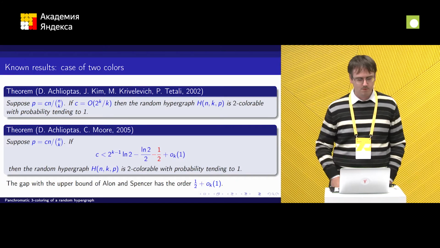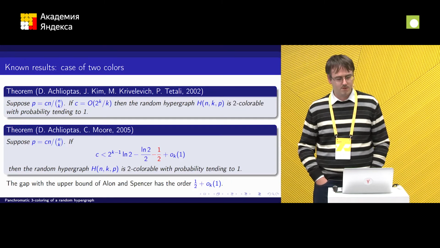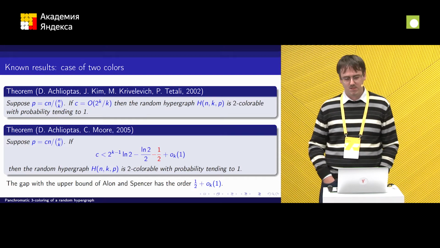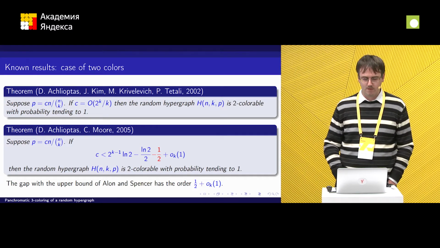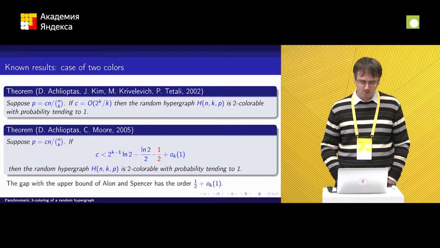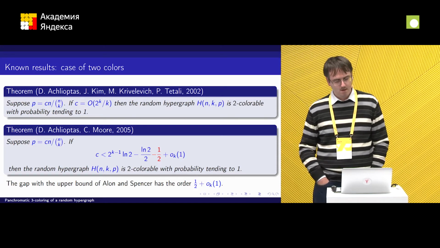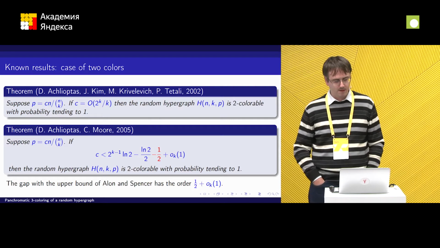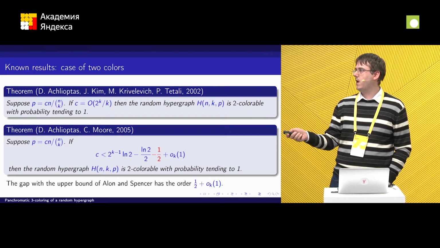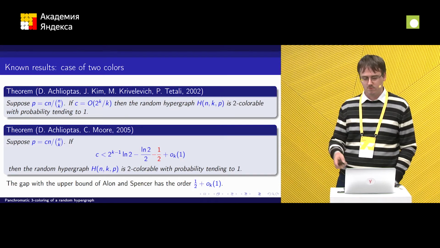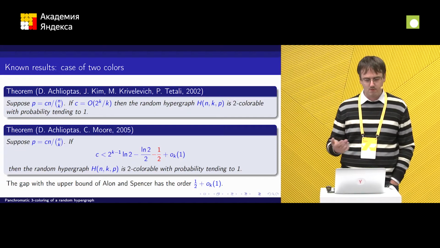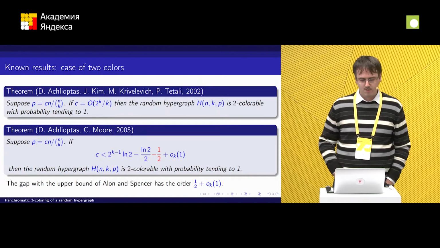Few works were devoted to removing this gap. The first result was obtained by Achlioptas, Kim, Krivelevich and Tetali in 2002. They proved that this lower bound can be improved to 2 to the power k over k. And finally, Achlioptas and Moore in 2005, using the second moment method, which we will discuss a little bit later, improved the lower bound up to the following expression. So we have almost the same: 2 to the power k times log 2 minus log 2 over 2, minus 1 over 2 plus something tending to 0. So the gap is very small. We have just a constant gap between the upper and the lower bounds, 1 over 2 plus something small.